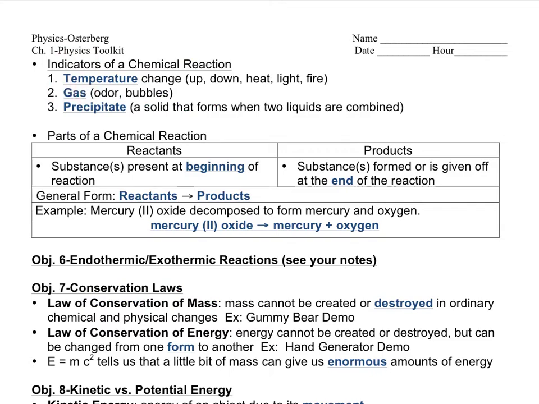Another thing that you could see in a chemical reaction is a gas. So odor or bubbles are given off, so you could smell something potentially, or if it doesn't have any sort of scent, you would see bubbles because a lot of reactions occur in aqueous solution or in water.